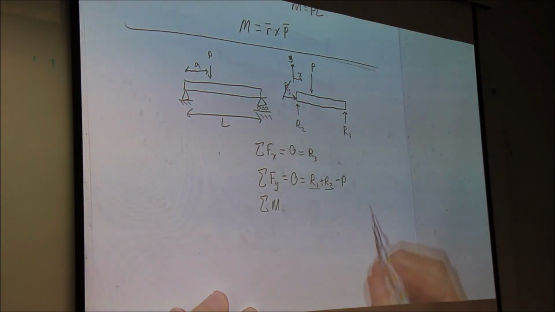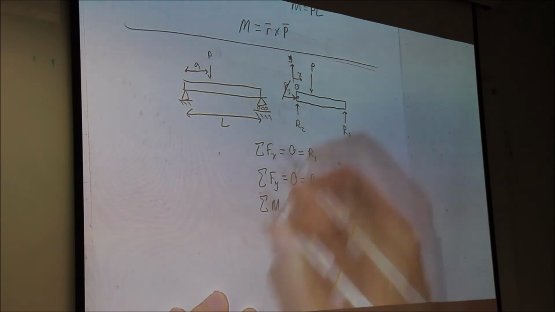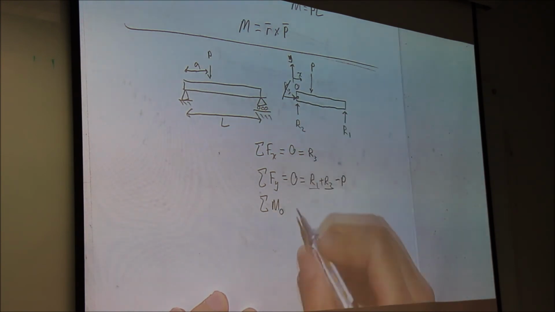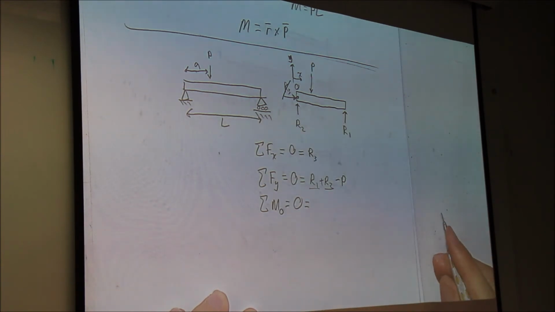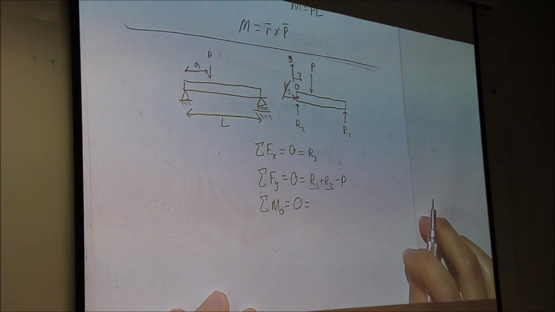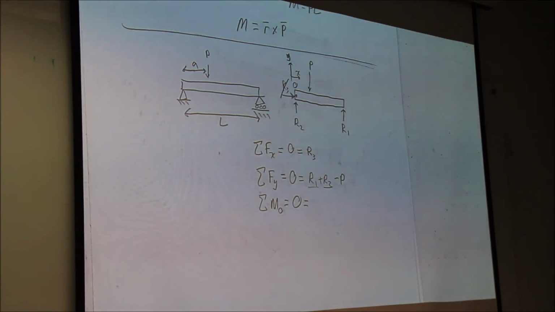And let's do it around this point. Let's call that point O. The sum of moments about O, MO, we know is also going to equal 0. So can anyone tell me one of the moments induced, and if it's positive or negative? Negative from P to A. Negative from P to A?